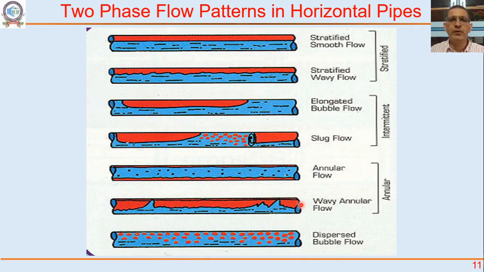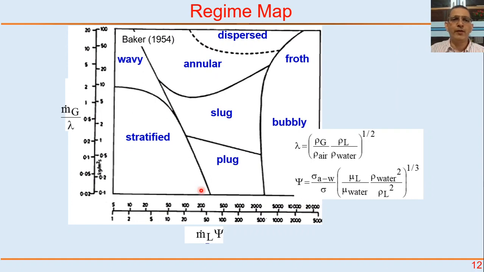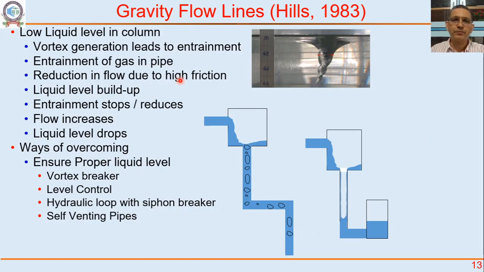What we will do quickly is, these are the different flow regimes possible. They are given in terms of a regime map, and this regime map is available for different kinds of fluids. When you do an experiment, you will be able to see for yourself the different types of regimes that are possible. What we will do is try to calculate, and I'll give you one method of calculating pressure drop when there are two phases flowing, gas and liquid.